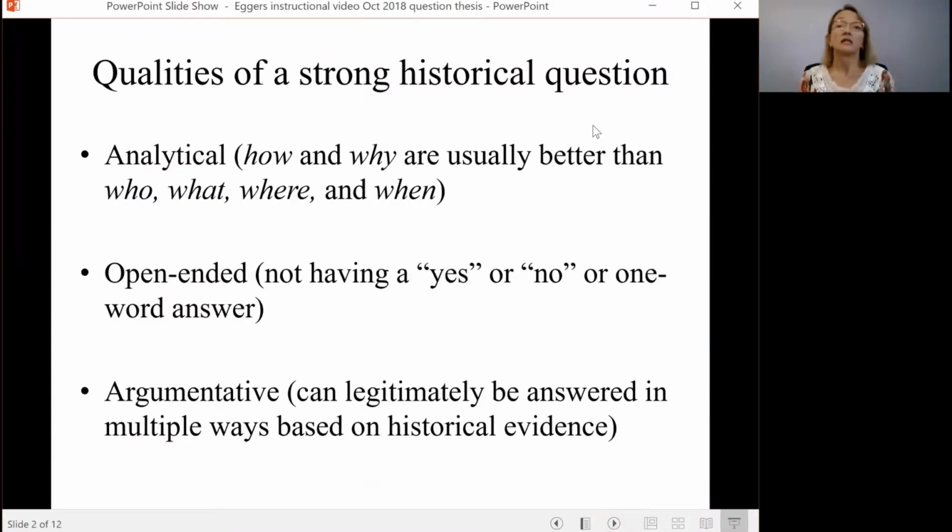Last time we touched upon the importance of having a strong historical question. And I told you in that first video that history research papers are not narrative. You're not going to simply be telling the story of the past. That may be part of what you do, but you need to take that further. And the way to do that is by having a strong historical question, which can then lead you to a thesis statement that you can work with.